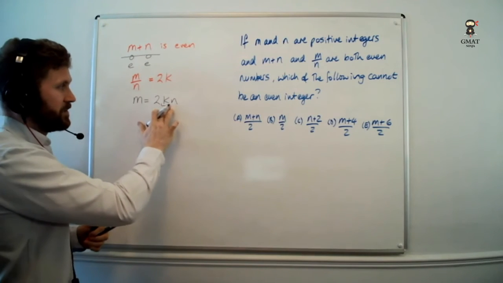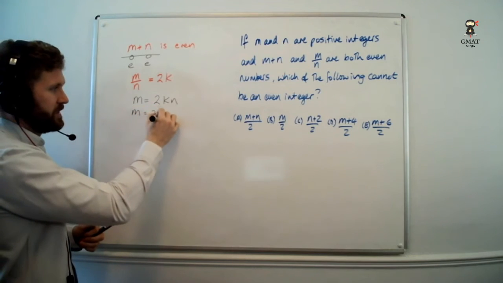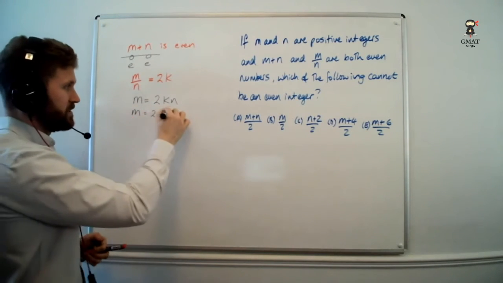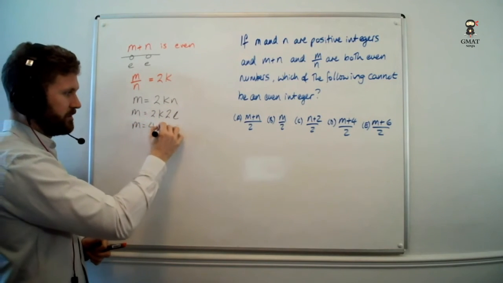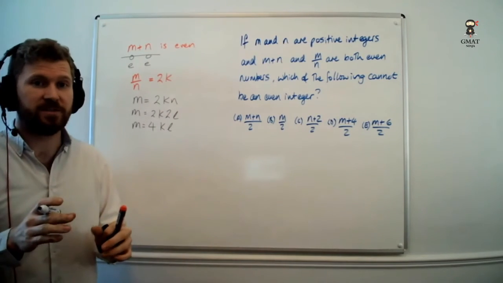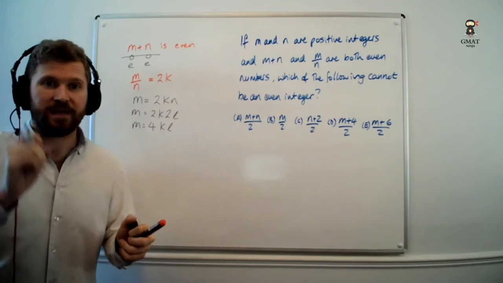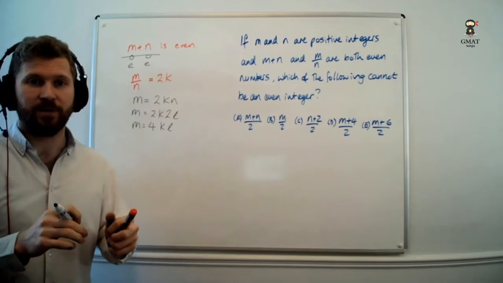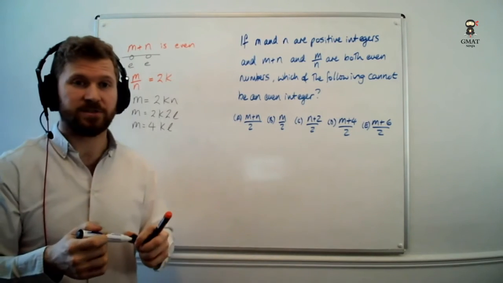Now I can take what I've done here and say, well, okay, m is 2 times k, but I could rewrite n, because I know it's even, as 2 times something else. So m is actually 4 times something. I don't really care what kl is. I'm just interested in knowing that m is 4 times something. So I know that n is even. I know that m is in the 4 times table somewhere. And we're going to go and use that information to get into some of these answer choices.